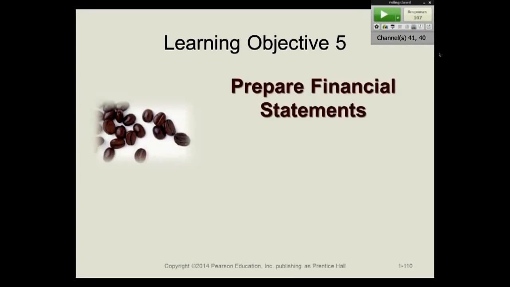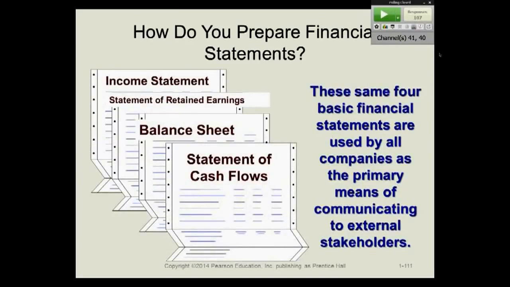We're going to be using this to prepare financial statements. The financial statements we're going to prepare will come directly from the equation. The equation is going to operate as your set of books, so to speak. So the financial statements we're going to prepare are the income statement, the statement of retained earnings, the balance sheet, and the statement of cash flows. These statements are used to communicate information to external parties.